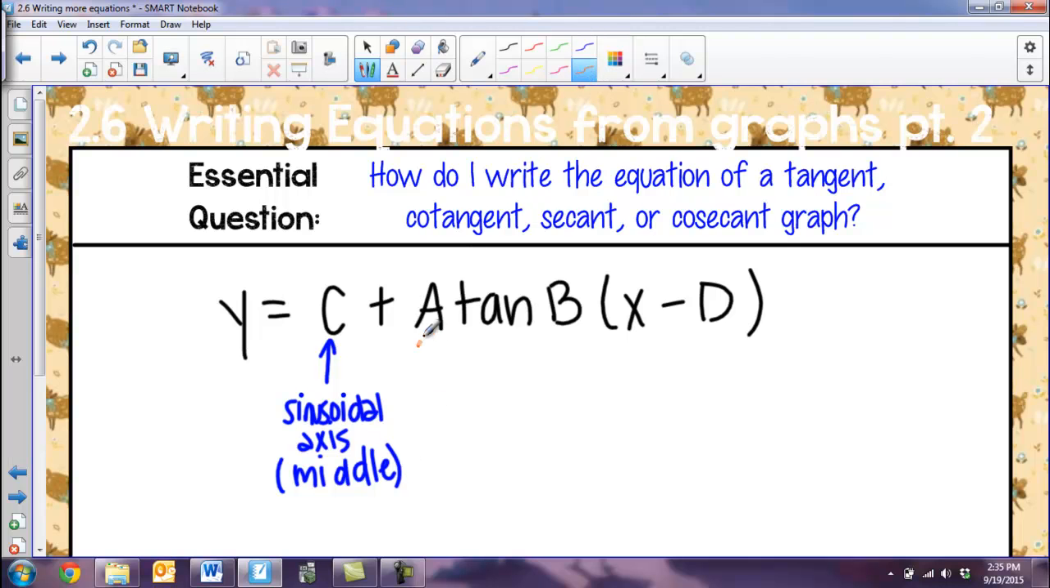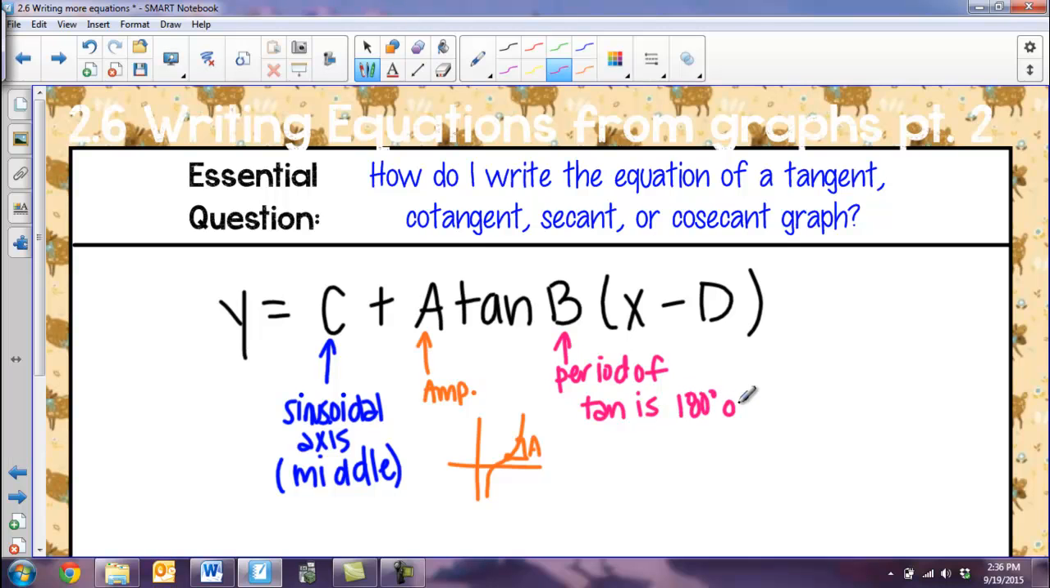A is your amplitude. And on a tangent graph, it's kind of weird because you have those little snake things going on. And your amplitude is just from the middle to a high point. That's your amplitude. Your B is your period. It tells you about your period, but remember, period of a tangent or cotangent graph is only 180 degrees or pi radians. So when you're trying to find your b value, you need to take pi divided by the b value or pi divided by the period.